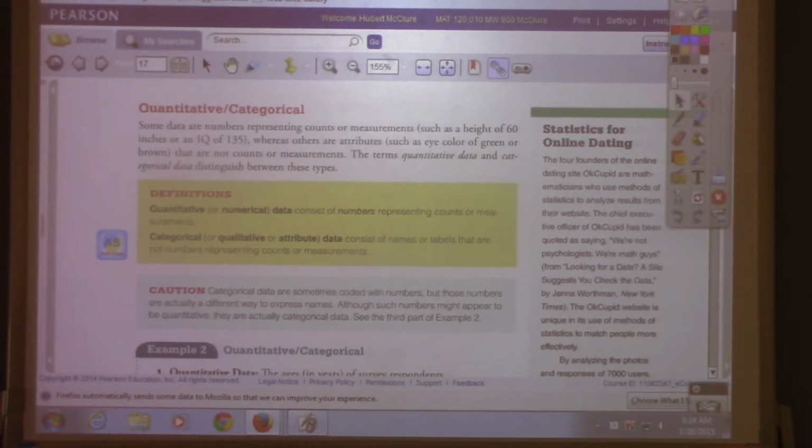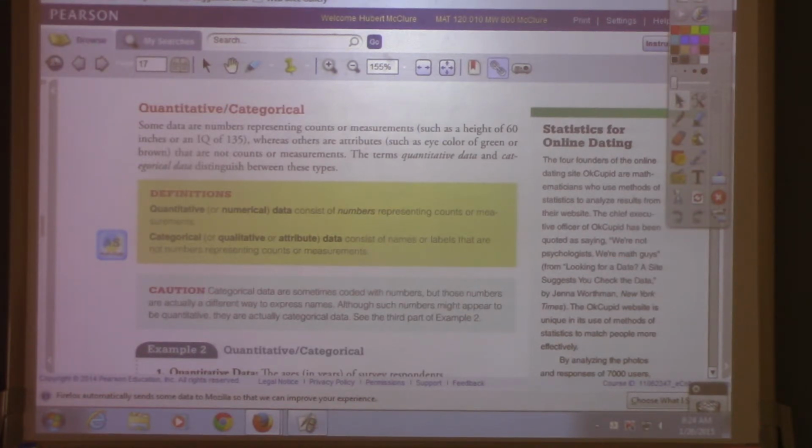Quantity means numbers. And qualitative means blonde, brunette, redhead, brown hair. Brown eyes, blue eyes, green eyes. Blue jeans or khakis. If you're taking a survey in the classroom, how many people are above 200 pounds? Well, that's quantitative. How many people have brown eyes? That's qualitative. Okay, see the difference between the two?